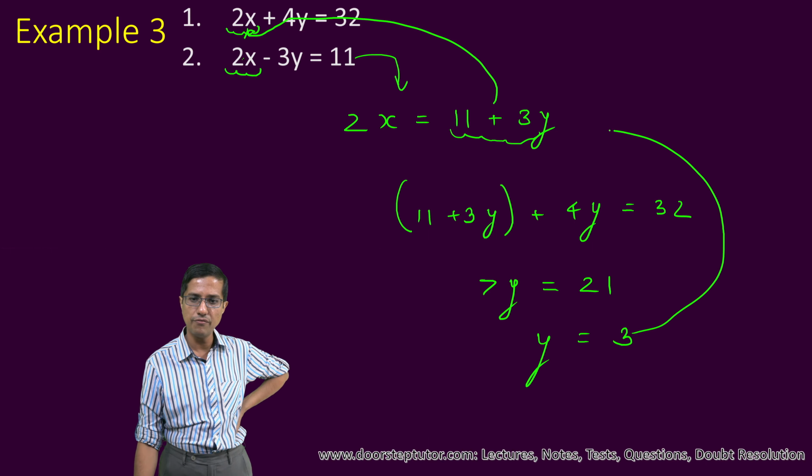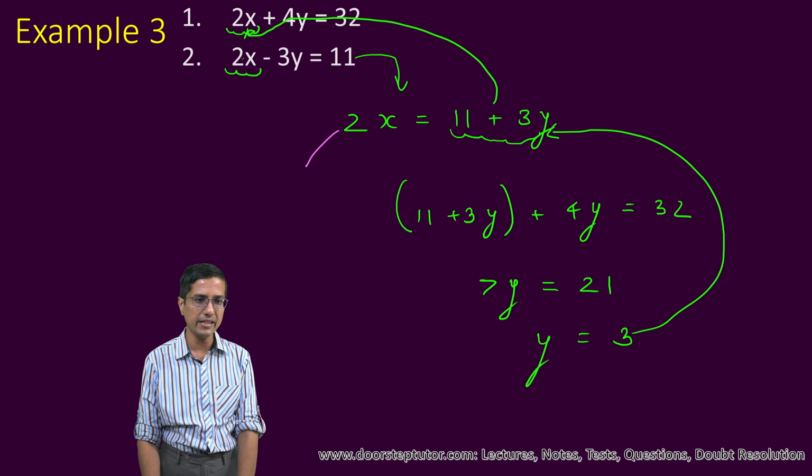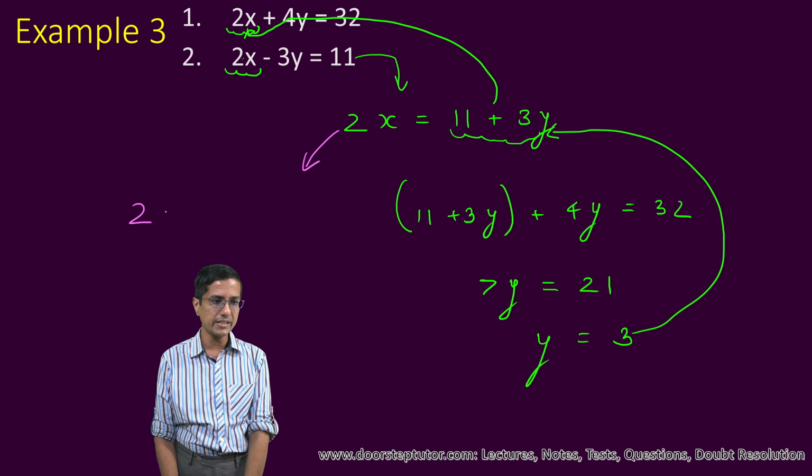Now we know the value of y, so substitute it in this equation that we have here. Then we get 2x is equal to 11 plus 3 into 3, which is 9. So this becomes equal to 20, or x will be equal to 10.